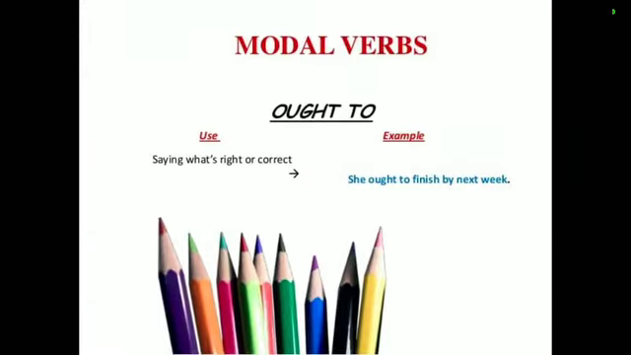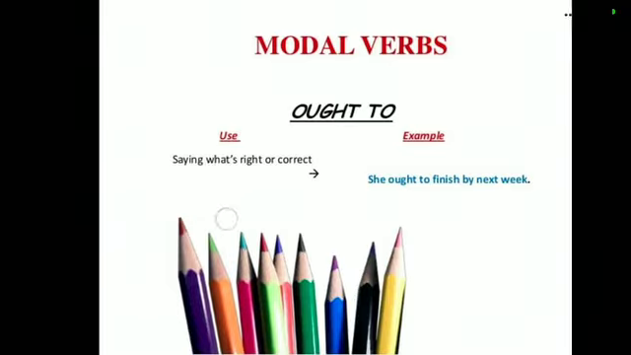Now the next is ought, that how could you use ought. So students, ought is followed by present infinitive or perfect infinitive. Likewise, we ought to help our neighbors, we ought to have gone by now. So in such a way you can use ought to. So saying what's right or correct, for example, she ought to finish by next week.